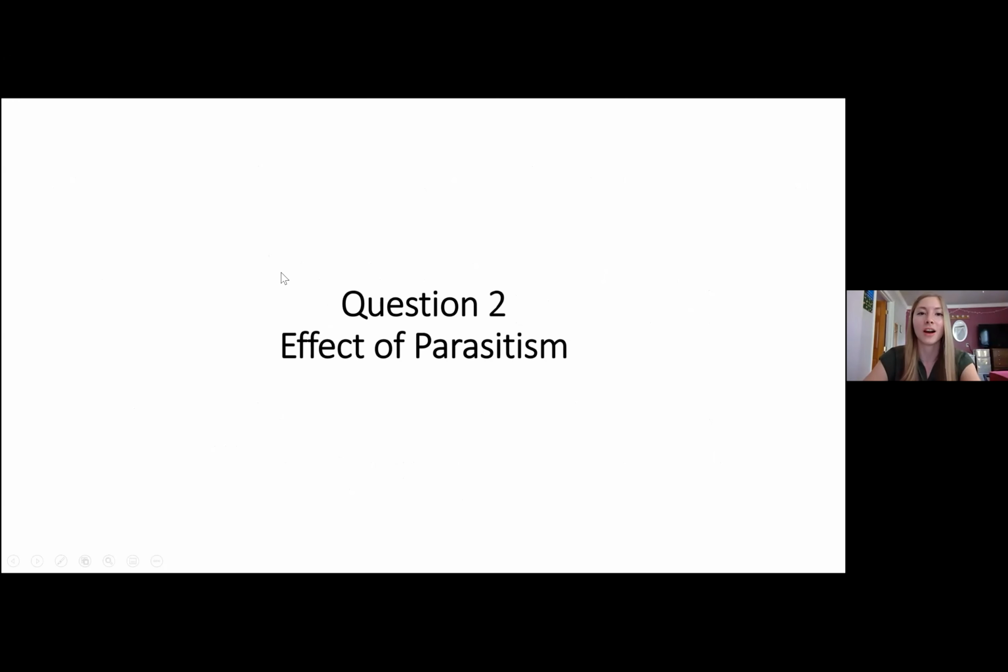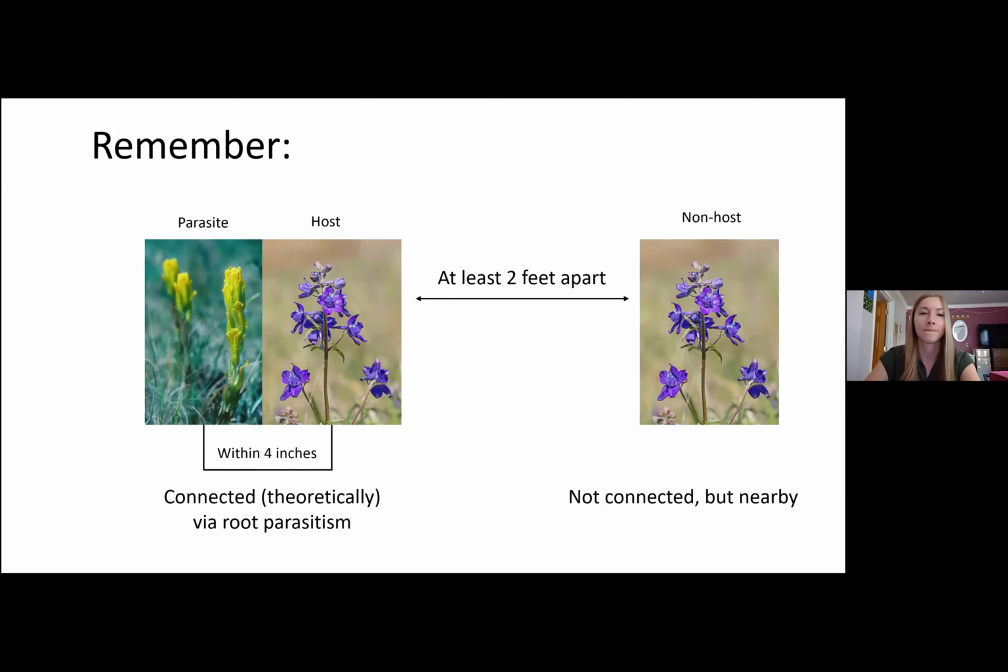Next, I want to talk about the second part of my thesis, chapter 2, question 2, effect of parasitism. So, remember back to when I was describing my plant trios. We have our parasitic Castanea levisecta plant, which is theoretically parasitizing our host plant. We couldn't confirm parasitism in the field, but we assumed parasitism based on its proximity to our host plant.